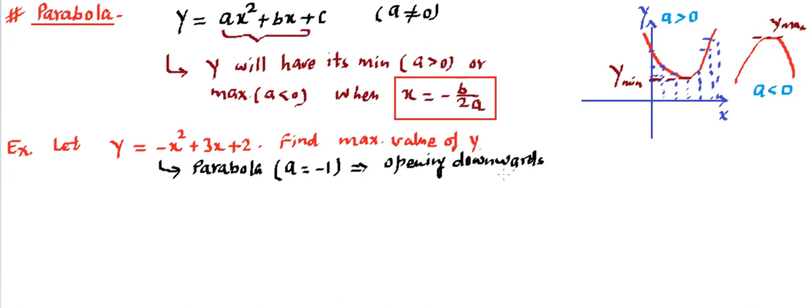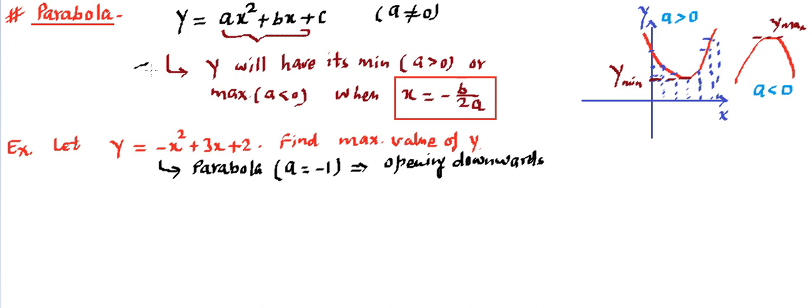So these points can also be asked. But let's see what this example is asking for. It's asking to find the maximum value of y. Now we have understood earlier, when a comes out to be negative, then y has a maximum value. So we need to find what the maximum value of y is. Then we will be using this as a concept or point.